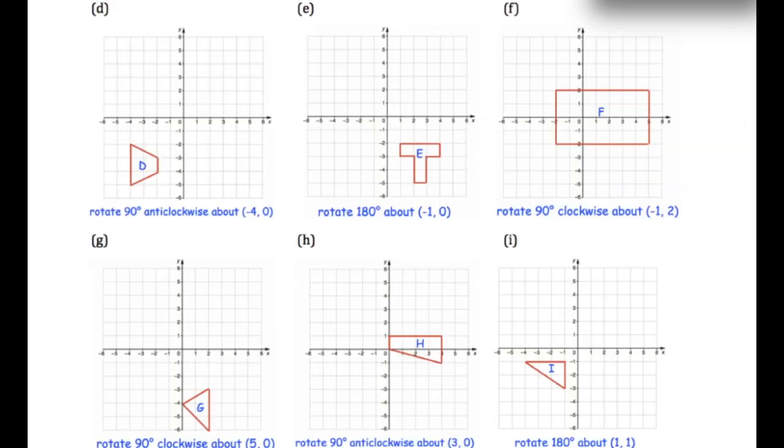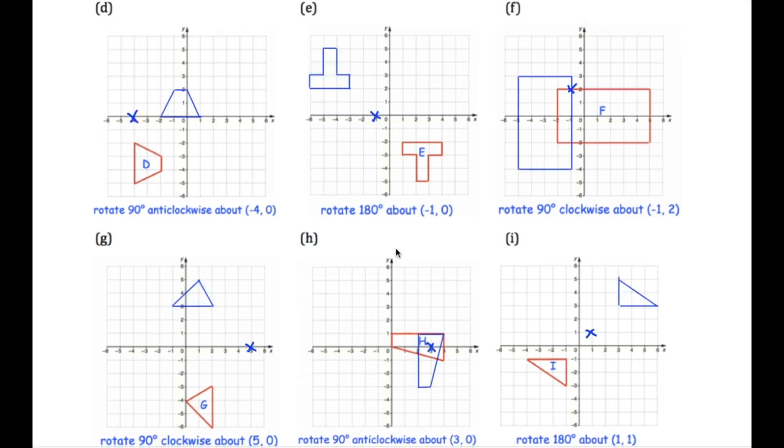Here are 6 more for you to have a go at. If you got ABC correct, then great, go ahead with these. If you didn't get ABC correct, please go back a step and re-look at that before you do these questions. So press pause, have a go, and when you're ready to see the answers, press play. Okay, here are your answers. Just be careful to check these and make sure they're accurate and they rotate about those points.